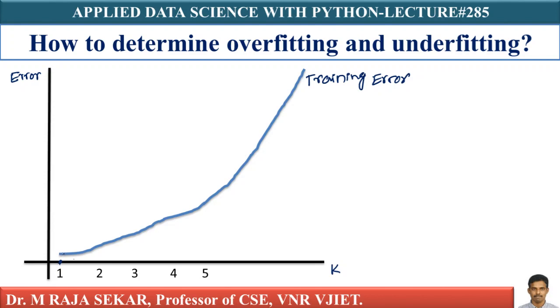So what happens typically in KNN, your training error increases. Let's be very careful. Training error always increases as k increases. Just see, k equal to 1, k equal to 3, 4, 5, 6, like that. Training error always increases as k increases. Now what happens to your cross validation error? Your cross validation error behaves somewhat like this.